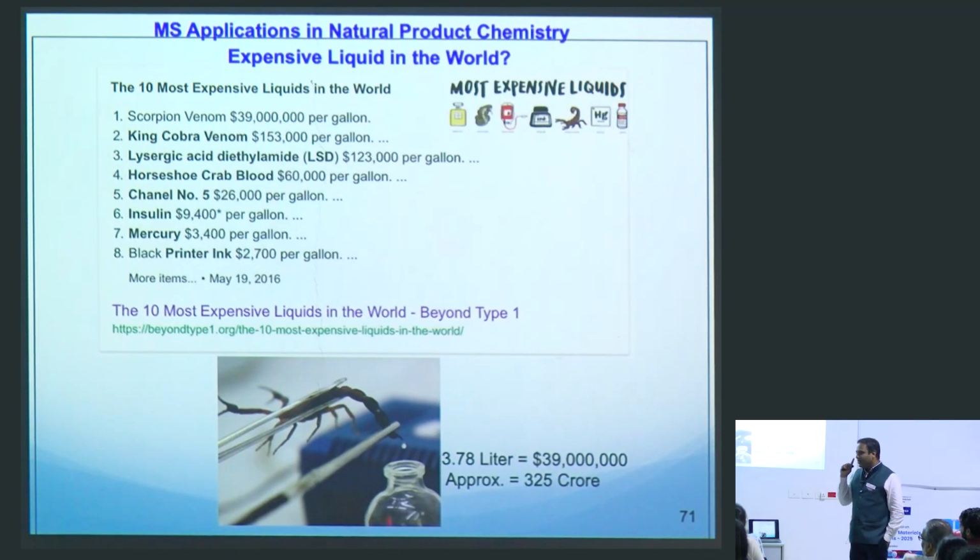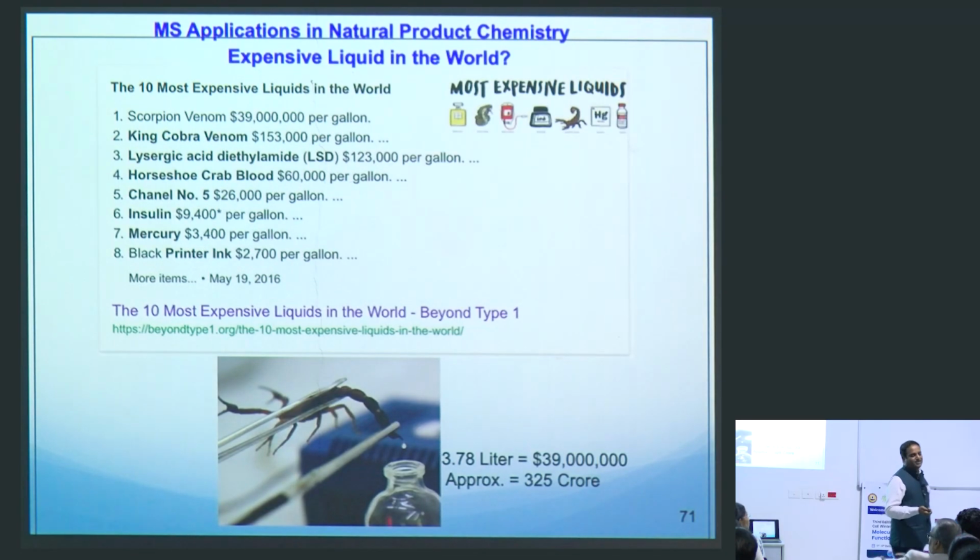So 1 ml is almost 1 crore. It comes in that range. Sorry, no, 100 milligrams. Okay, so approximately 1 liter comes to approximately 100 crore. So it's very expensive. There is a team, they visited Stanford.